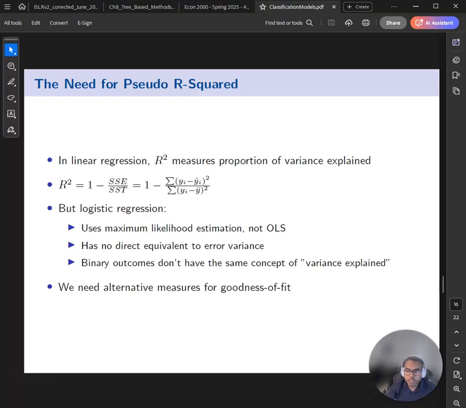Second, there is no direct equivalent to error variance in logistic regression. The concept just doesn't translate directly. Third, binary outcomes don't really have the same concept of variance explained that continuous outcomes do. When your outcome is either 0 or 1, thinking about variance becomes tricky. Because of these issues, we need alternative measures for goodness of fit in logistic regression. That's where pseudo R-squared comes in. They are called pseudo because they are attempting to serve a similar purpose to R-squared in linear regression, but they are calculated differently and have somewhat different implementations and interpretations.